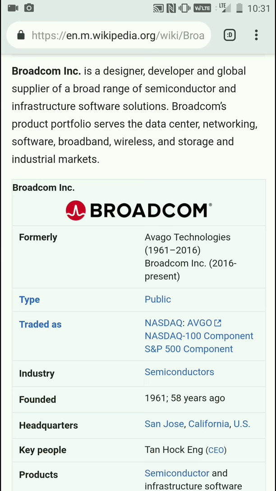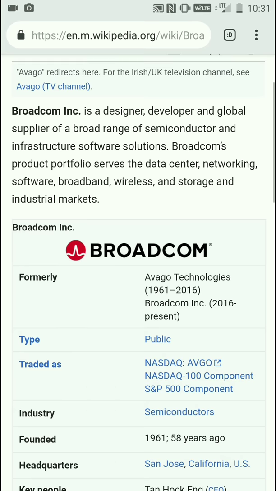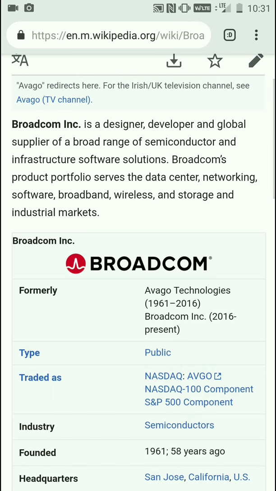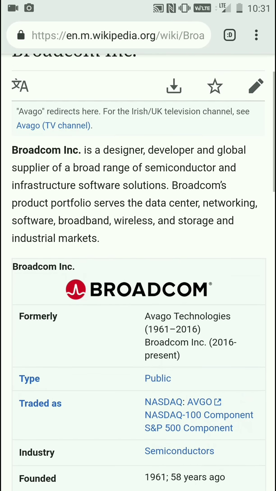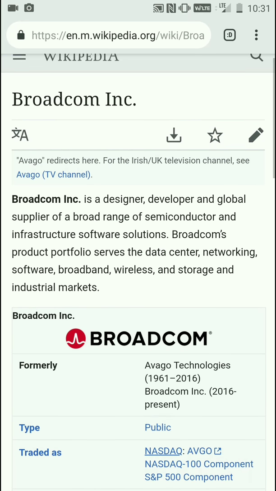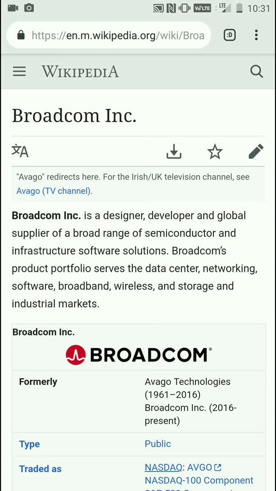I'm going to do a quick Broadcom stock analysis. Their ticker symbol is AVGO. Before I look into a company, one of the best places I do research is Wikipedia. Some people say it's not reliable, but I just go for basic information. Wikipedia is really simple, quick, and easy to understand what the company is about.